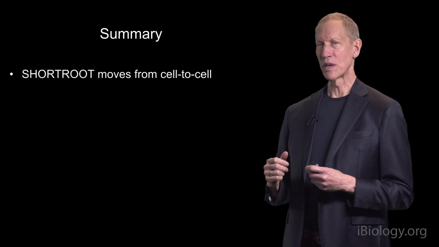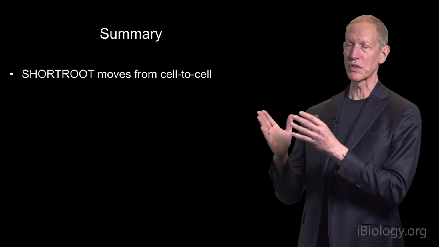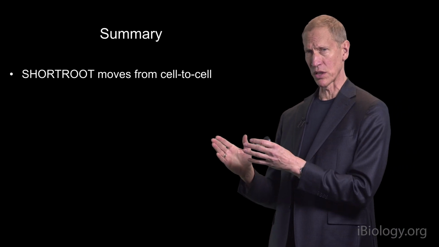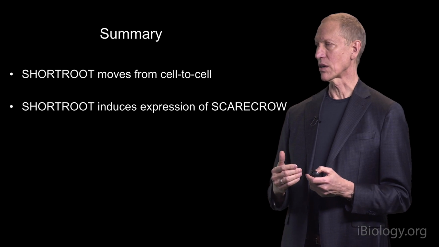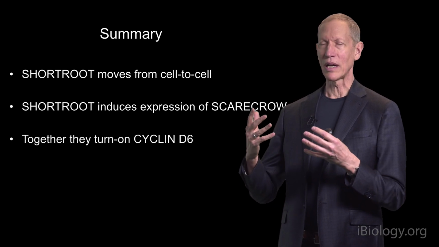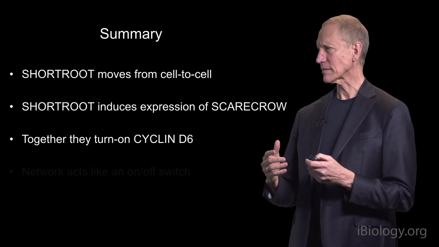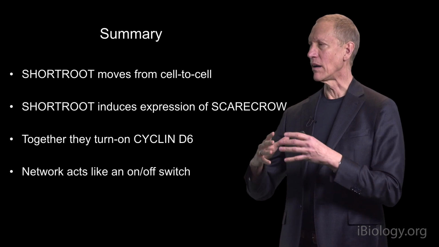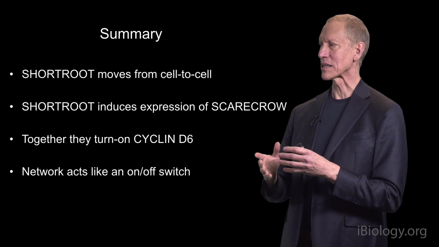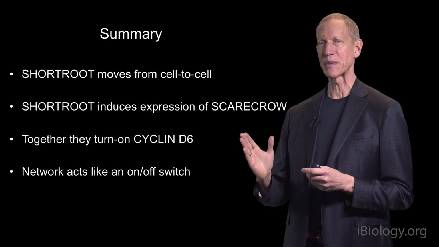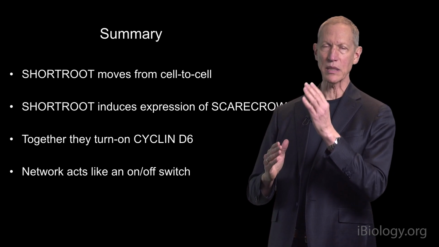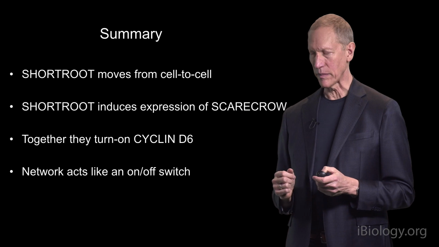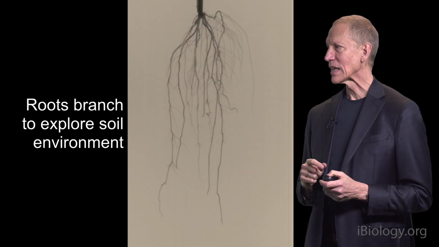So let me summarize what I've told you in this first part of the talk, which is that SHORTROOT protein moves from one cell to the next, moves from the vascular tissue to the endodermis. SHORTROOT induces the expression of SCARECROW. Together they turn on this D-type cyclin, and this network of this whole process acts like an on-off switch to get a very specific division to occur that patterns the root, gets the endodermis to be made on the inside, cortex to be made on the outside.